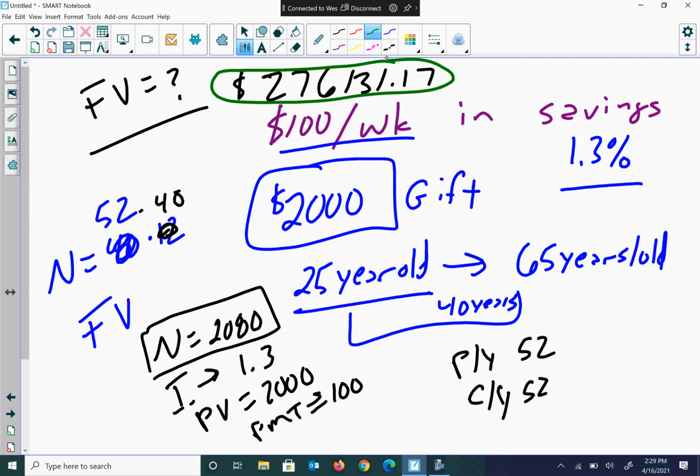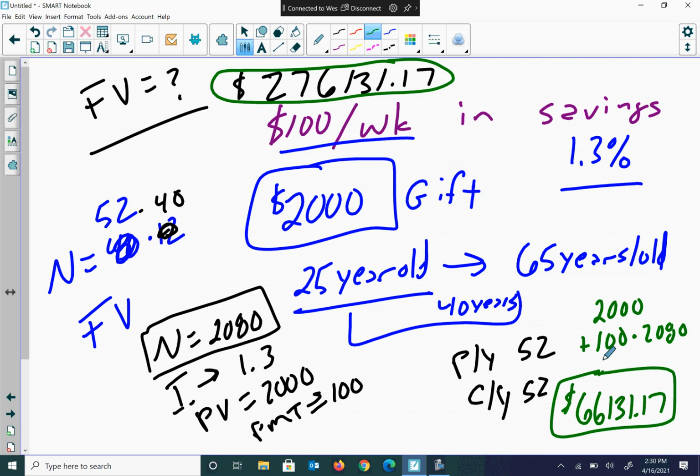Now, if you want to figure out how much interest you made, well, you had your $2,000 original plus the $100 times our 2,080. So get out of that mode, go 2,000 plus 100 times 2,080 minus our $276,131.17. So that basically means that you made $66,131.17 in interest on your money. You actually wound up putting in $210,000 of your own money. That includes your original $2,000 gift.